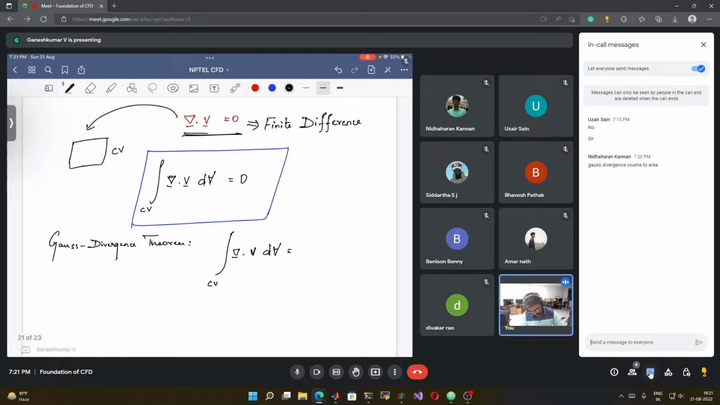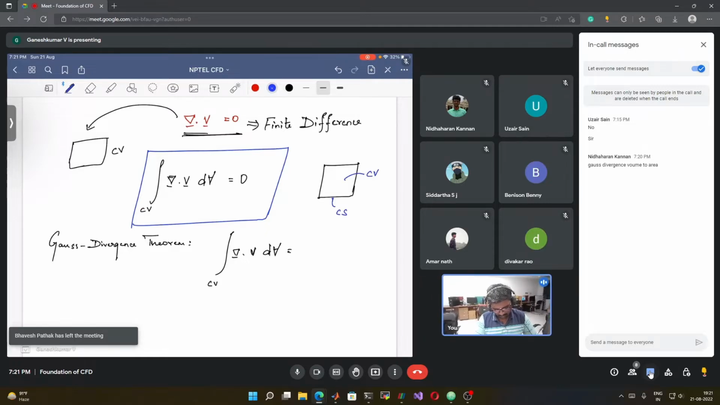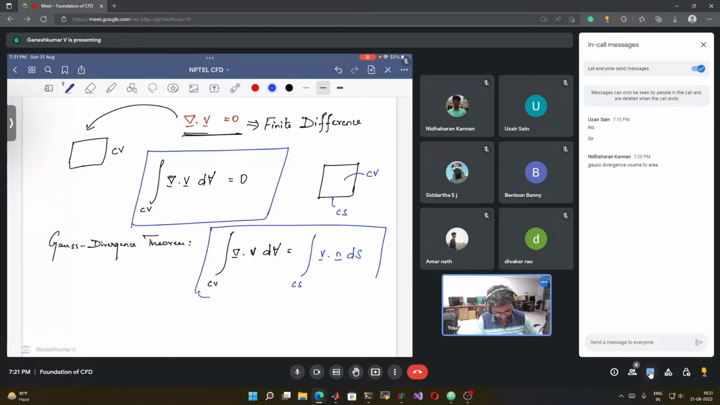So if this is the control volume, let's say in 2D, this is the control volume and this is the control surface, right? Now we will convert this control volume integral to a control surface integral. It will be v dot n ds. This is the Gauss divergence theorem. You can have a look at it.